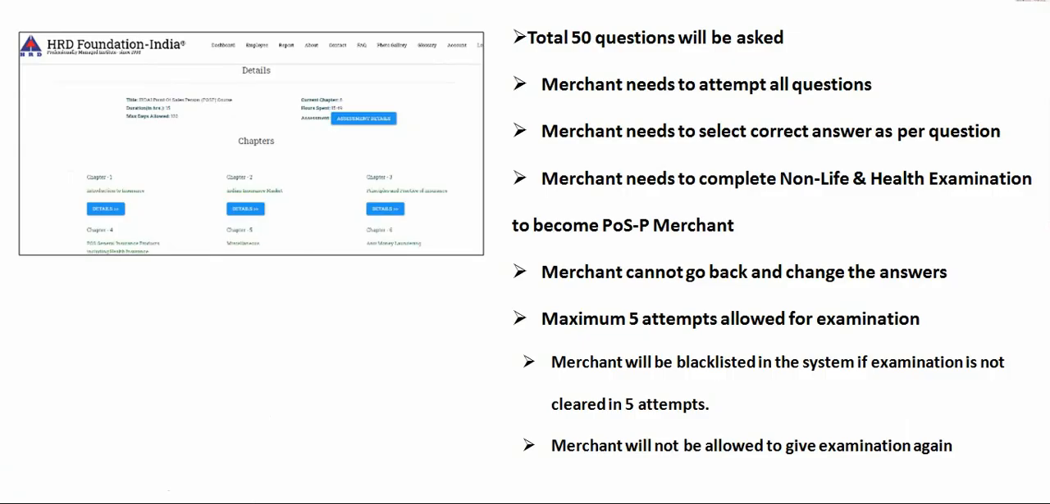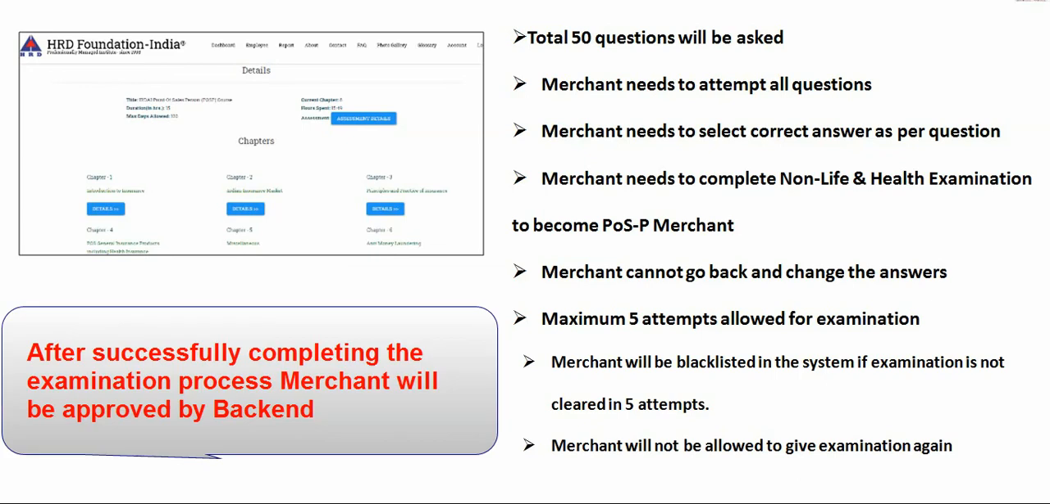After the completion of training, merchant can give the examination, which consists of total 50 questions. All the questions need to be answered by the merchant. Merchant cannot change the answer once move ahead. To qualify the exam, 5 chances would be provided. If a merchant will not be able to pass the examination in 5th attempt, then he will be blacklisted and he will not be able to attempt for the 6th time.